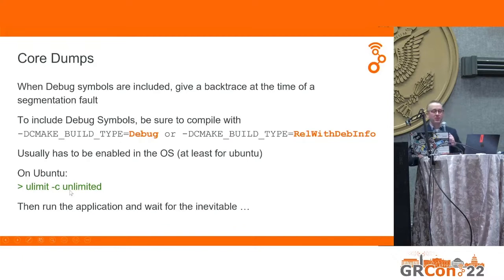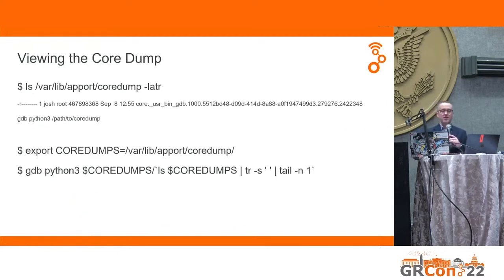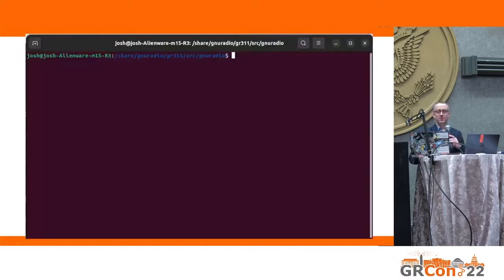And then run, wait for the inevitable, and then your core dump will show up. Different distributions put it in different places. Ubuntu 22 throws it into this directory, and then all you have to do is gdb python3 and then the name of this nasty file. And then it'll show you the whole call stack where it dumped. So, an example of that we won't step through.